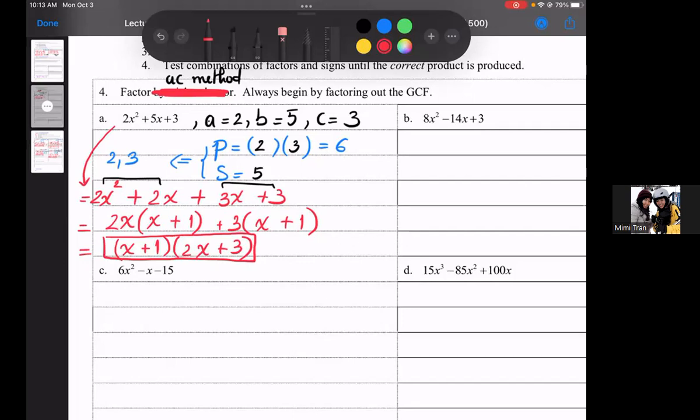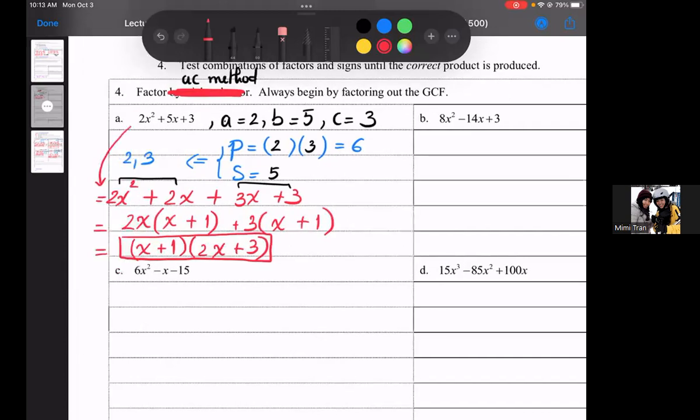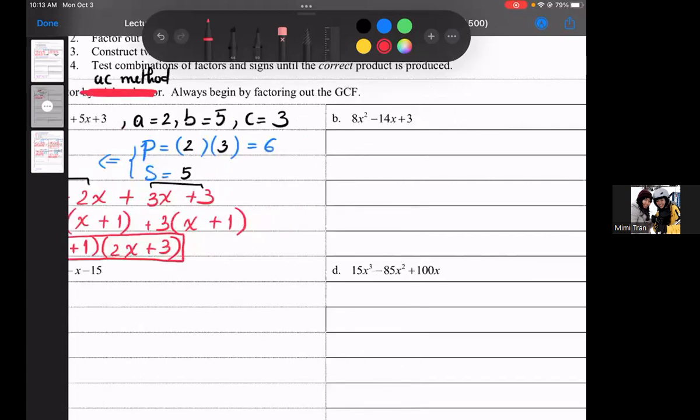These are easy ones. The one that I gave you in the beginning, the big numbers, is slightly harder. I'm gonna do B and I'm gonna do D. Skip C.